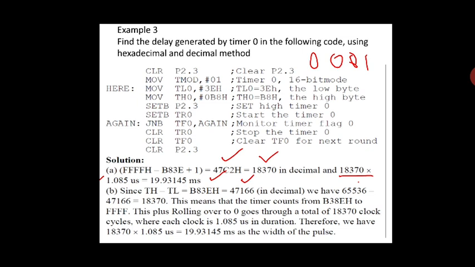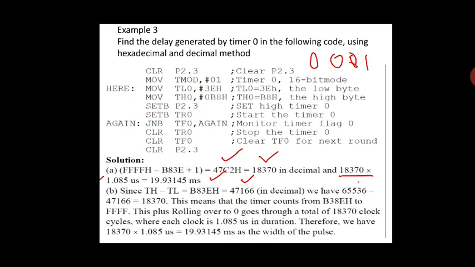you'll get 18370, and we know the frequency will be generating 1.085 microseconds, and once you multiply, you will get 19.93145 milliseconds. Now there's one simple cross verification you can do. If you are getting a different answer, you recheck it, because you are not getting a correct answer, meaning you made a mistake in one of the calculations. That's the meaning of this.